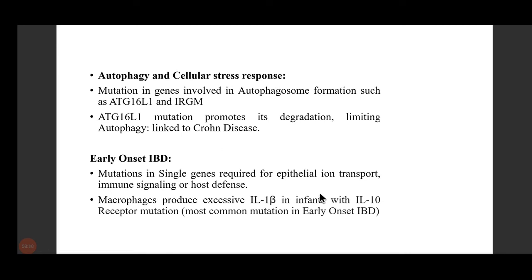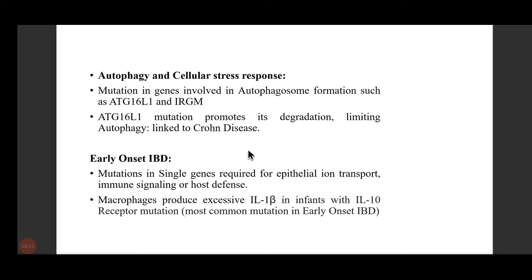Then, autophagy and cellular stress response. This is given in Robbins. Mutations in genes involved in autophagosome formation, such as ATG16L1 and IRGM, can lead to IBD. The ATG16L1 mutation promotes its degradation, limiting autophagy. This is linked to Crohn's disease and basically to the pathogenesis of IBD.